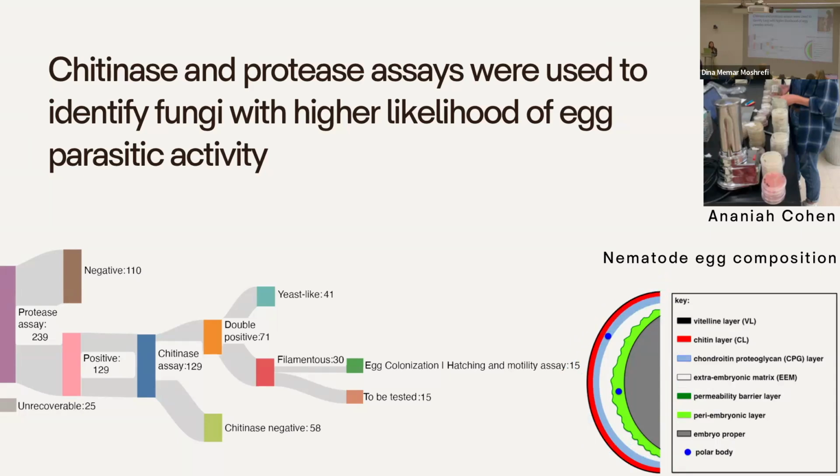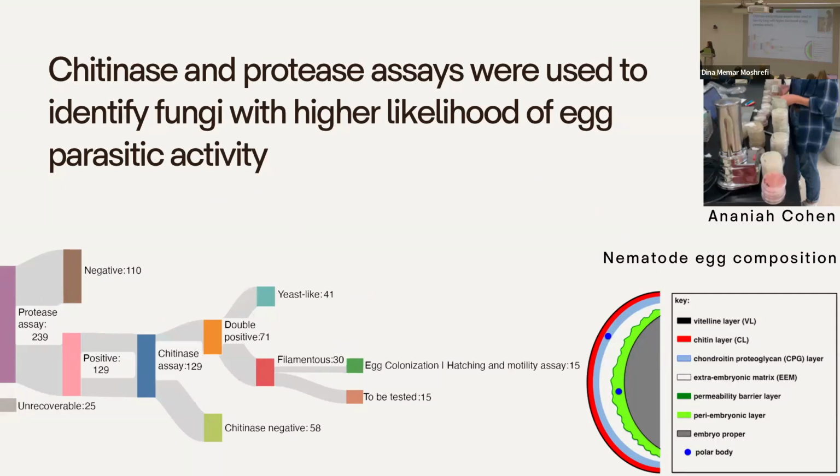So we were thinking, well, if it can produce proteases and it can produce extracellular chitinases, then it has a higher likelihood of being able to chip through that egg and get at the nematode inside. That was our thinking here. So once we had tested for protease and chitinase, 71 of those fungi were actually positive for the production of both of these extracellular enzymes.